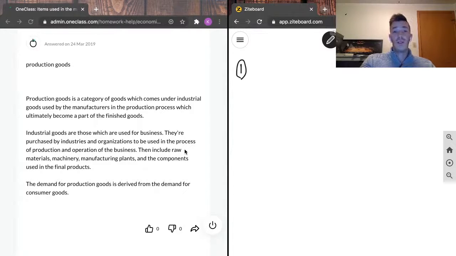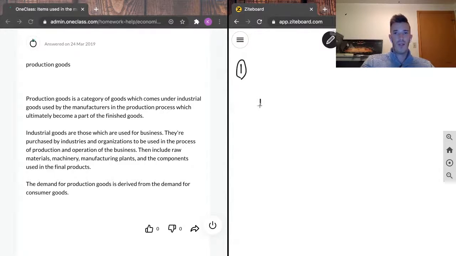Industrial goods are those which are used for business. They're purchased by industries and organizations to be used in the process of production and operation of the business. They include raw materials, machinery, manufacturing plants, and the components used in the final products. The demand for production goods is derived from the demand for consumer goods.